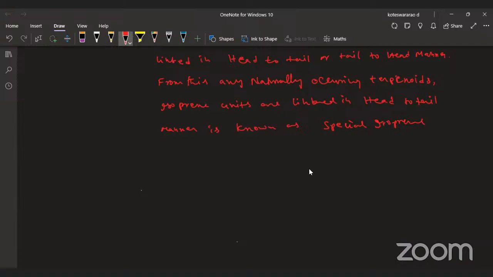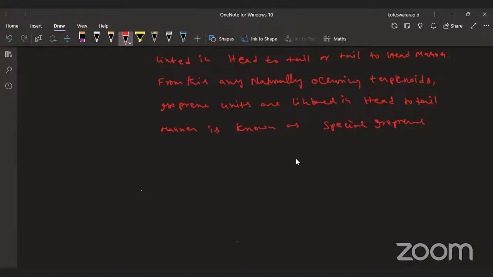What is the isoprene rule? Any terpene or terpenoid subjected to degradation leads to the formation of isoprene as the major product. That is the isoprene rule. When the same terpenes and terpenoids are subjected to partial degradation, in the degraded products we observe that the isoprene units are arranged in a head to tail or tail to head linkage manner. From that, we conclude that in any naturally occurring terpenoid, isoprene units are linked head to tail or tail to head, which is the special isoprene rule.